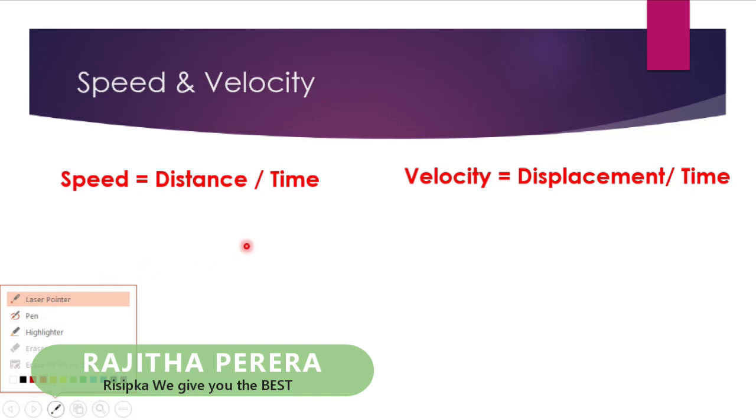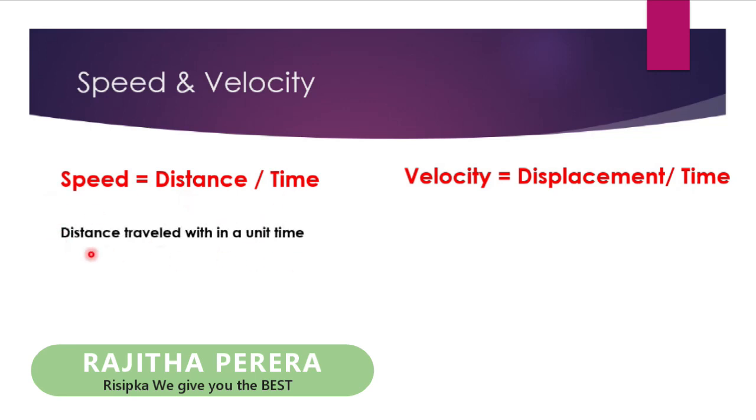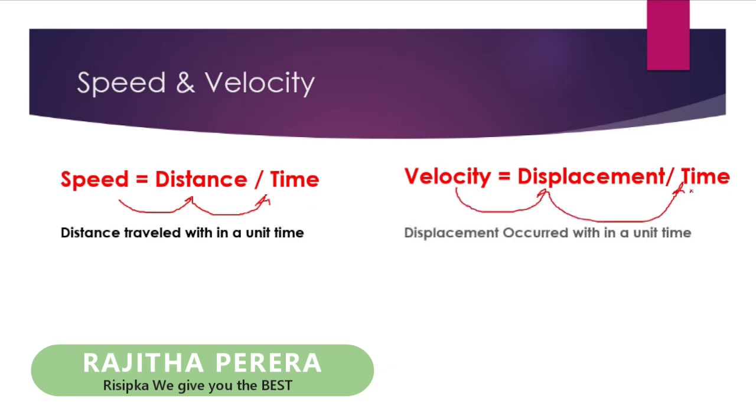By looking at the equation, we can write a definition for speed. Speed is the distance traveled within a unit time. In that way, you can write a definition for velocity also. So how are you going to write? Speed is the distance traveled within a unit time. Therefore, velocity is the displacement occurred within a unit time.